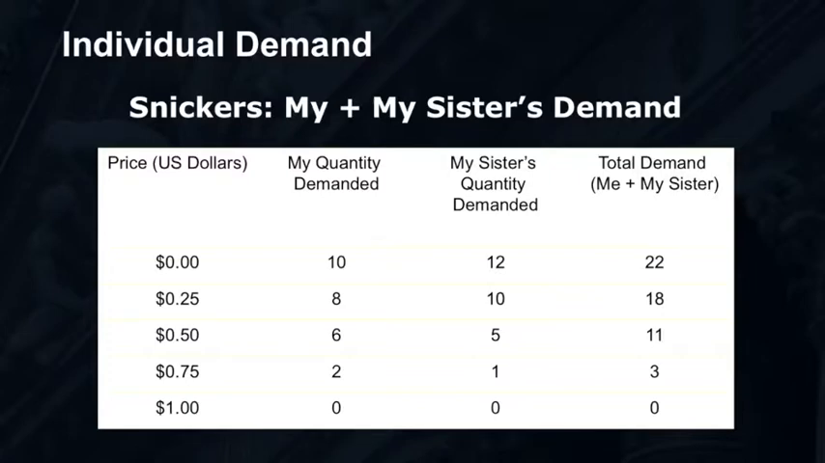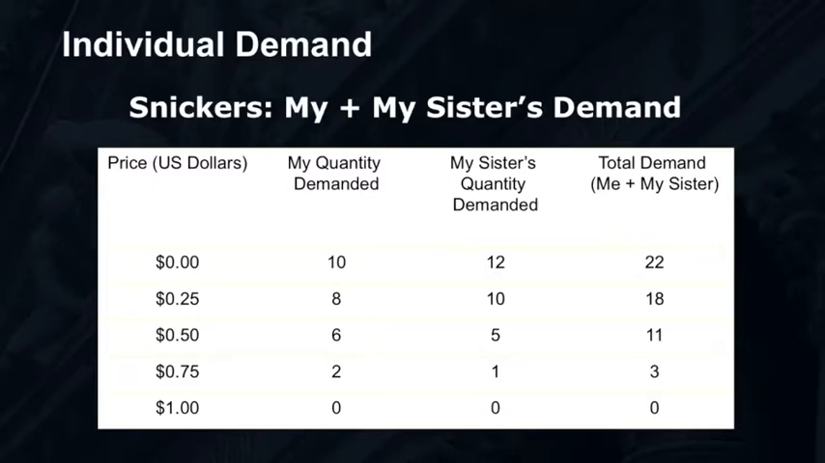But we can figure out what the total demand is for this market. So that is simply just the sum of the quantities for a given price. So take a look at price equals 0. At price equals 0, my quantity demanded is 10, my sister's is 12. So the total quantity demanded in the market, if me and my sister make up the market, is 22. So continuing down, you'll see that at a price of $1, my quantity demanded is 0, my sister's quantity demanded is 0, therefore the total quantity demanded in the market is also 0.